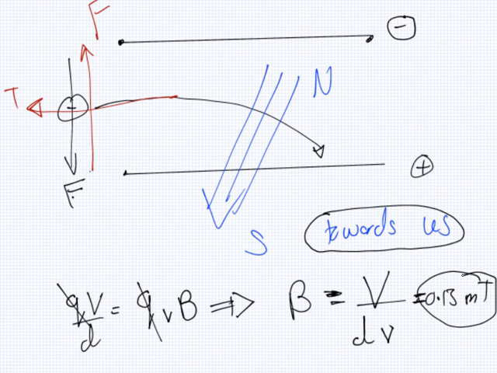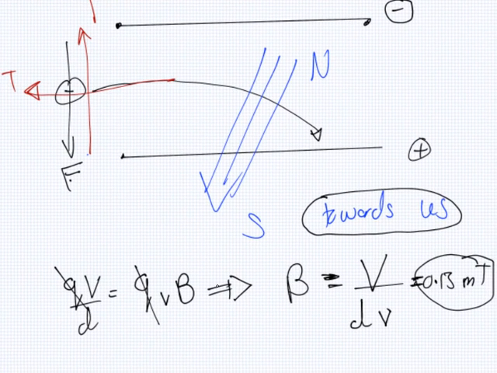Yeah. Determine the radius of the circular path the electron would follow if the electric field between the deflection plates was switched off. Yeah.